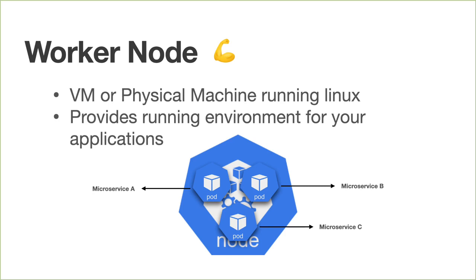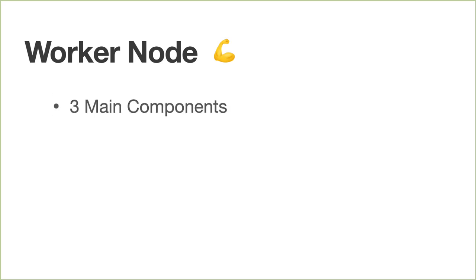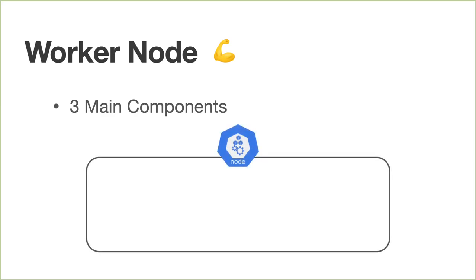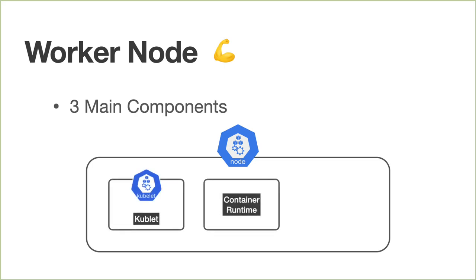So moving on to worker nodes, the worker node has 3 main components. If we look into it, here we have the worker node, and inside of each worker node, we have the kubelet, which is an agent, and you're going to learn in a second what it is. You also have the container runtime. I'm going to explain this in a second as well. And also we have the kube proxy.